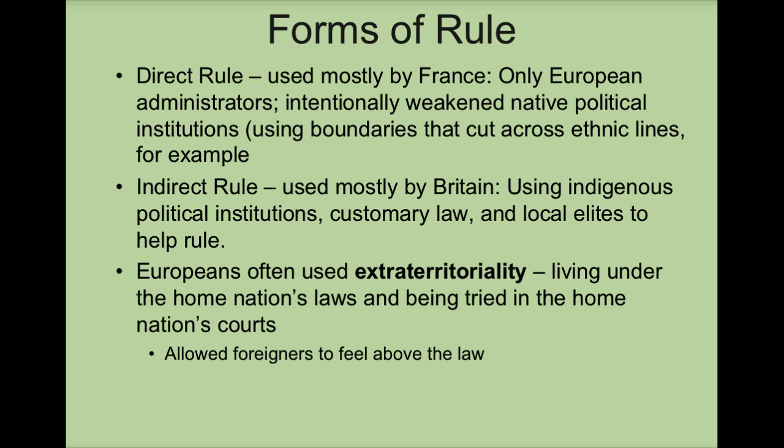So, in all of these areas, though, Europeans were not subject to the laws of the colony. This is what's called extraterritoriality, which means that when they are in a foreign country, they are living under the home nation's laws and they are going to be tried in the home nation's courts. So, for example, if someone commits a crime of theft in Nigeria, we'll just use that for example again, they're not going to be tried in Nigerian court. They're going to be extradited and tried at home in Britain, which means that more often than not, they will not be punished for the crime.